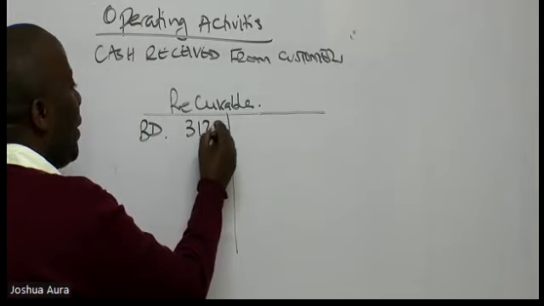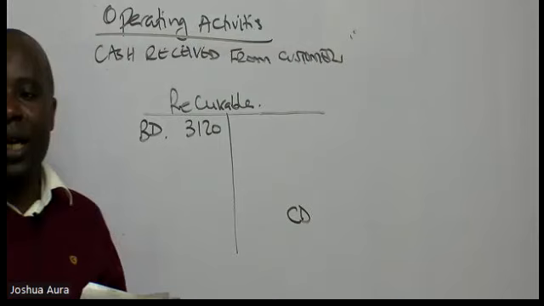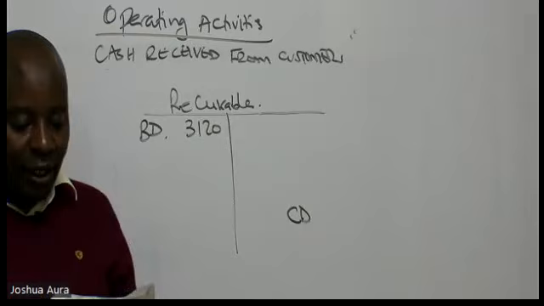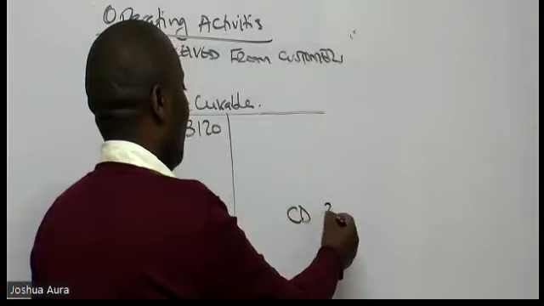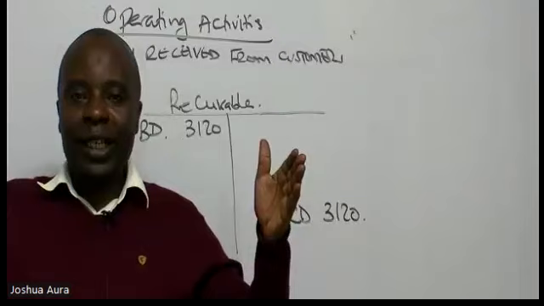How about balance carried down? Again, 3120. You guys are bright. So we have here 3124. Yes, both of them. Now, we have receivables at the beginning, receivables at the end.